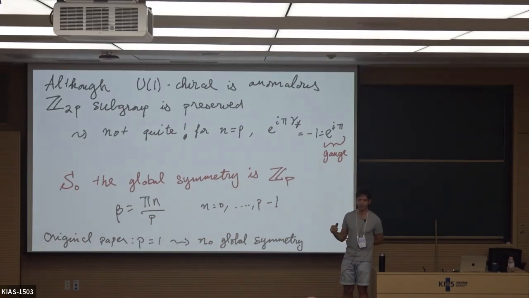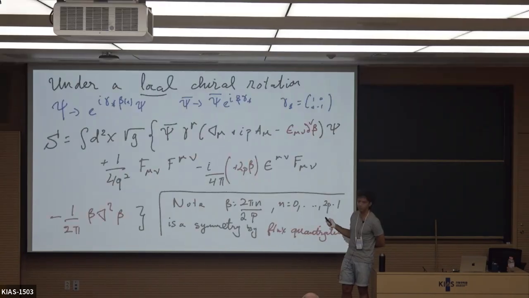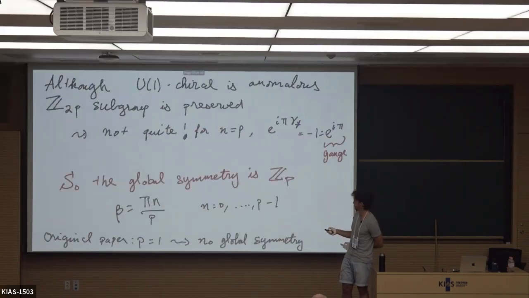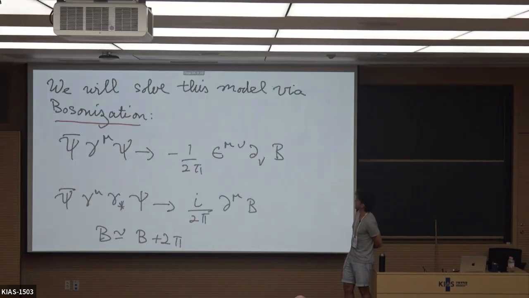The theory has a Dirac fermion, and the chiral rotation is anomalous. However, for these discrete chiral rotations, the symmetry is non-anomalous. So this theory has a ZP global symmetry. And if p is 1, which is the model that Schwinger studied, there's no global symmetry, just the chiral symmetry, which is fully broken by the anomaly. Okay, so we're going to study this model.